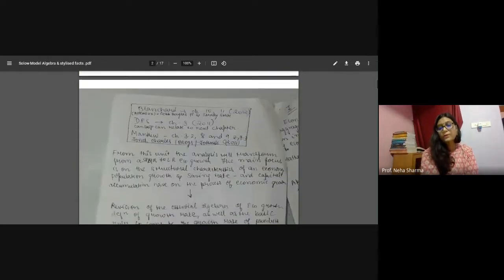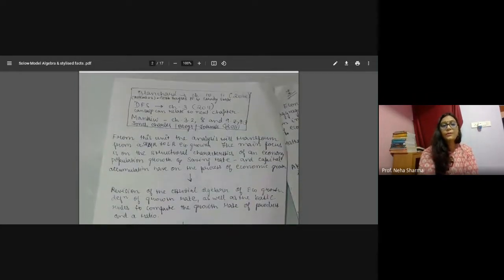Now, you have been given three references for your essential reading: Blanchard, DFS, and Mankiw. Blanchard is the one you can refer to the most, and Mankiw also has a good description in chapters 3, 2, and 8. For this chapter on the Solow model, you can skip DFS. You can take it in the next module on endogenous and exogenous growth.